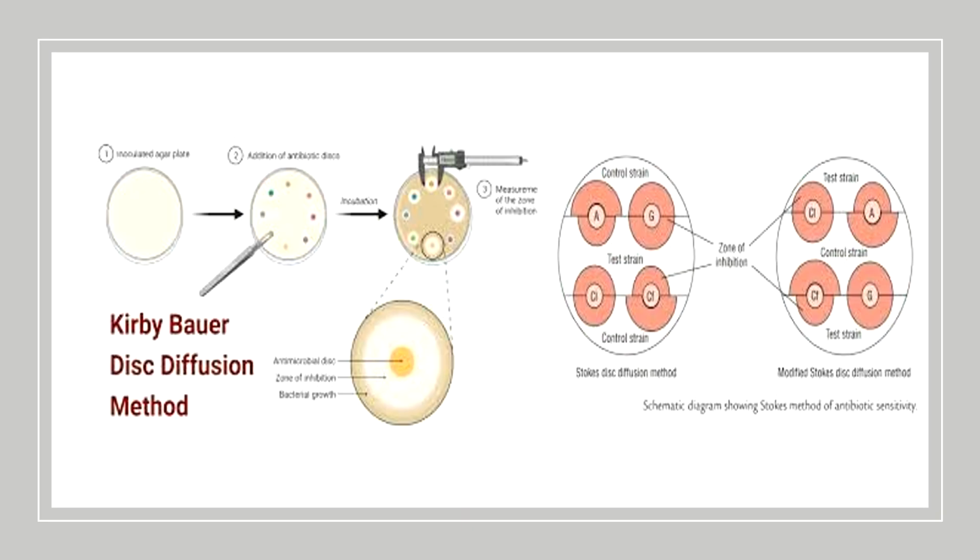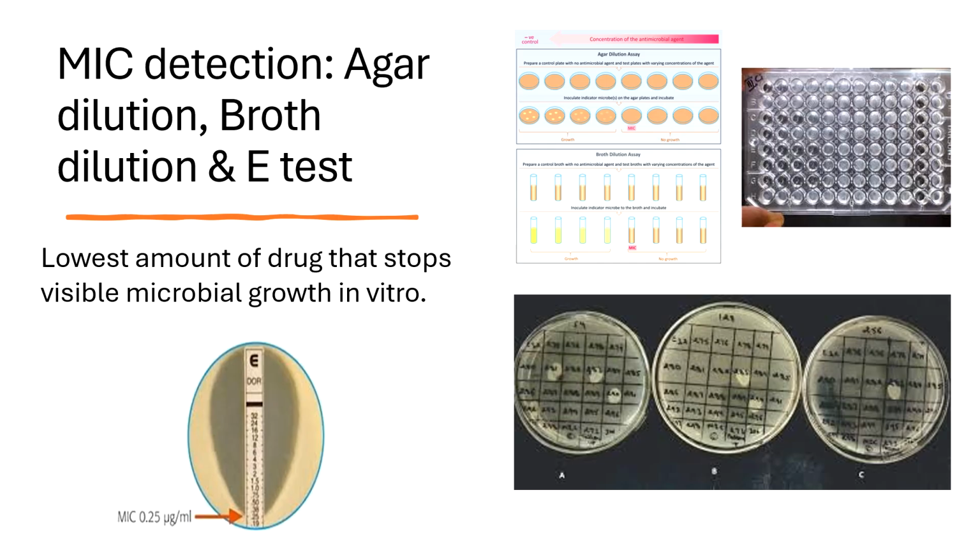What do you mean by the Kirby-Bauer diffusion method? The plate with the various antibiotic discs is called the Kirby-Bauer diffusion method, and the zone of inhibition can be measured with the help of a scale or a vernier caliper. Similarly, a stroke method is also used, in which two different strains are used with the same antibiotic, so one can compare the zone of inhibition of each.